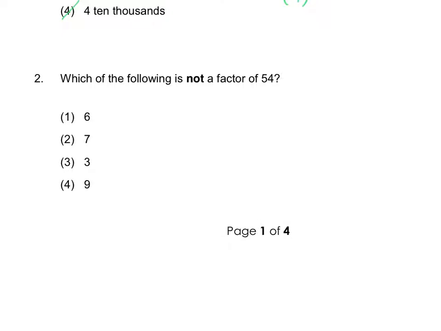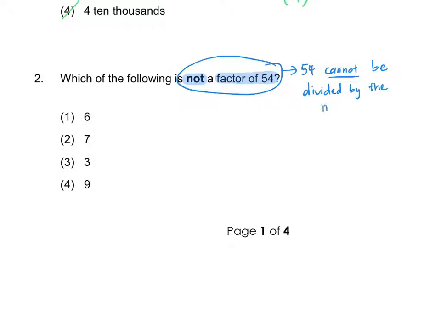Let's go on to question number 2. Which of the following is not a factor of 54? If it is not a factor of 54, then 54 cannot be divided by the number. So you write here: not a factor of 54. 54 cannot be divided by the number.